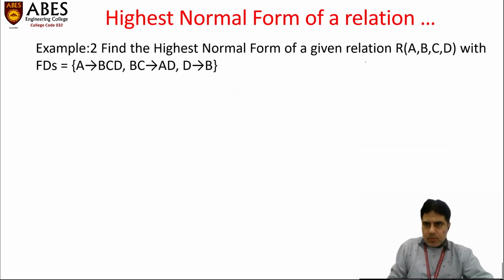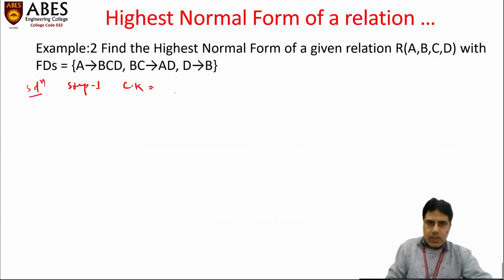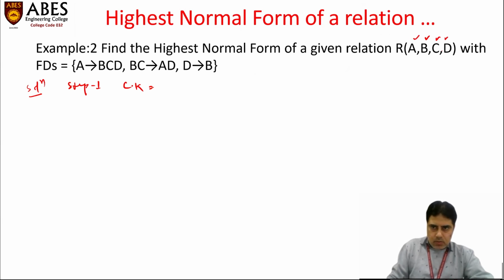Find the highest normal form of a given relation R(A, B, C, D) with the functional dependencies given here. First, step 1: we have to find the candidate key. For the candidate key, we have already studied how to find it. The trick is to check the right hand side attributes: B, C, D, A. A is already there, so none of those. Here we have to use the hit and trial method. We'll check for single attributes A, B, C, D.